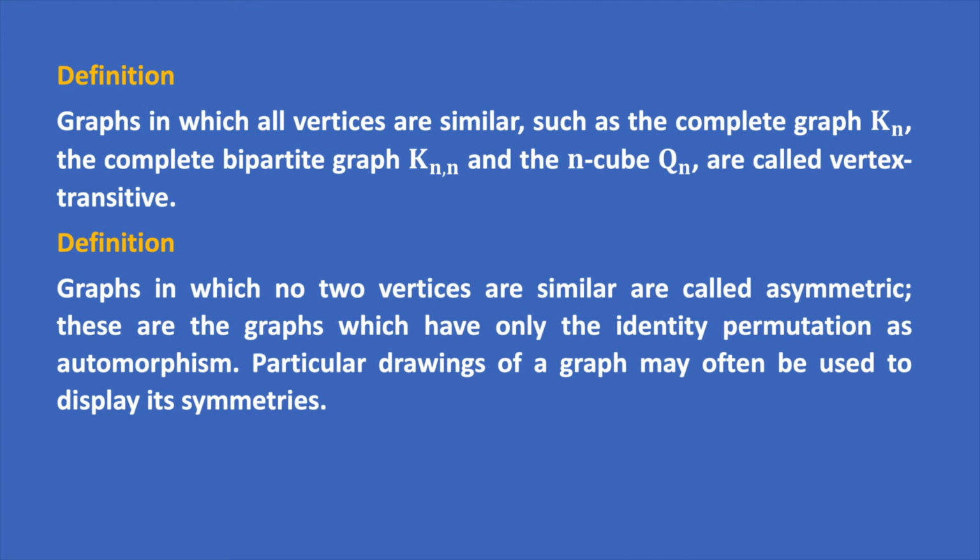Graphs in which all the vertices are similar, such as the complete graph Kn, the complete bipartite graph Kn,n, and the n-cube Qn are called vertex transitive graphs. The next definition: graphs in which no two vertices are similar are called asymmetric. These are the graphs which have only the identity permutation as automorphism. Particular drawings of a graph may often be used to display its symmetries.